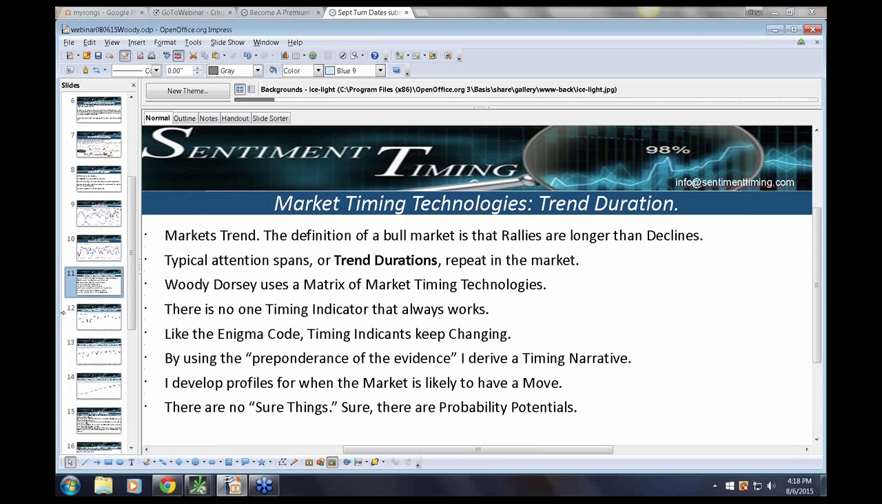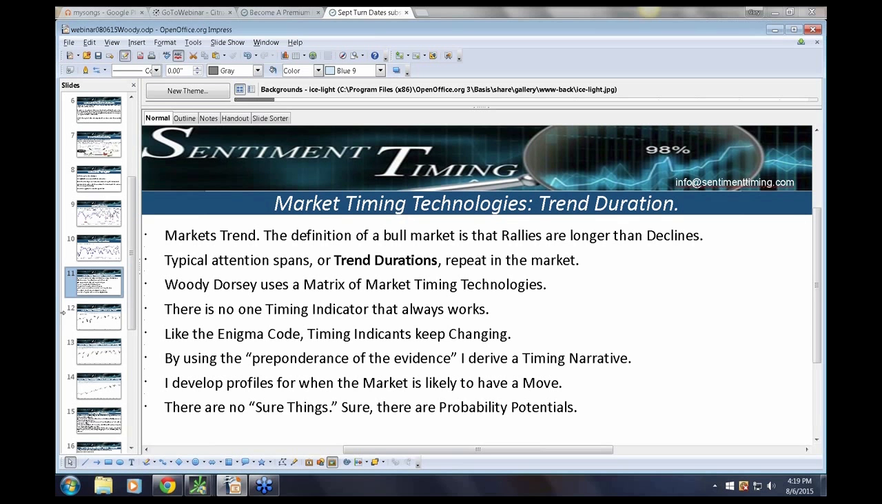I've been in shops where some guy has 12 screens in front of him and they all have 20 moving averages on them or whatever. That's the opposite of simplicity, elegance, and intelligence. We want to simplify this, and one way to do that is through simply looking at the trending function of the market. Basically, bull markets have rallies that last longer than the declines. Very simple definition of a bull market and vice versa.